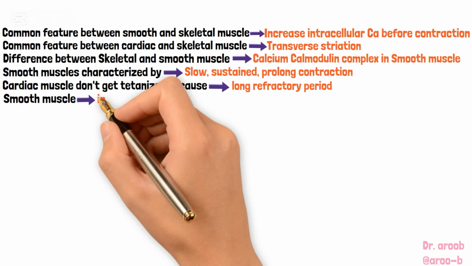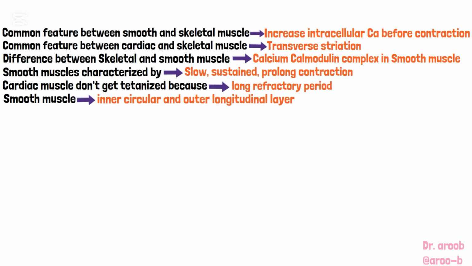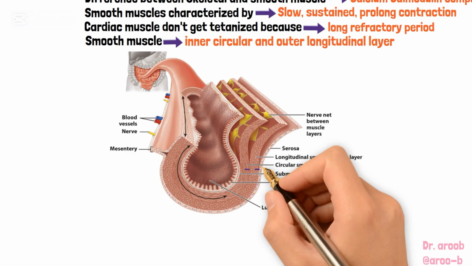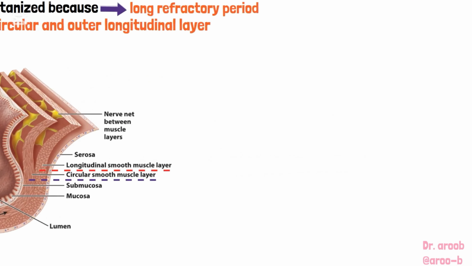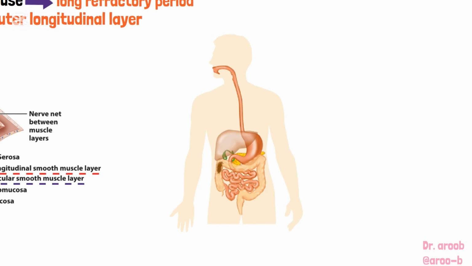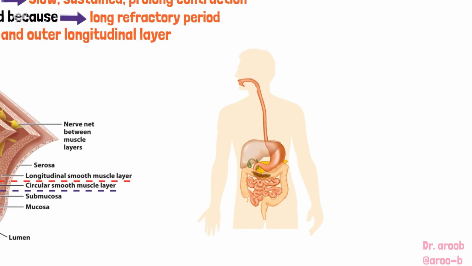Smooth muscle has an inner circular and outer longitudinal layer. Inner circular smooth muscle layer contraction narrows or constricts the organ lumen. Outer longitudinal smooth muscle layer contraction shortens the organ. Coordinated contraction of these two layers is known as peristalsis.